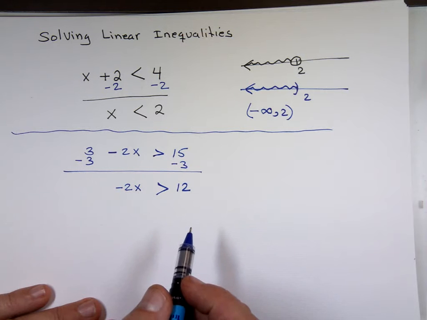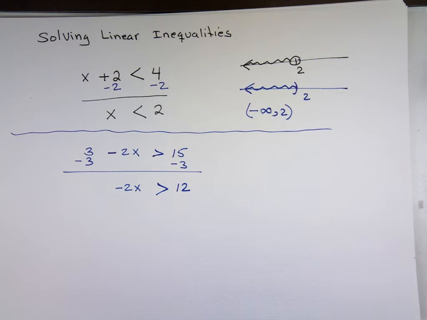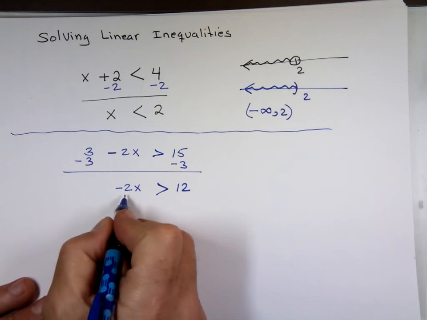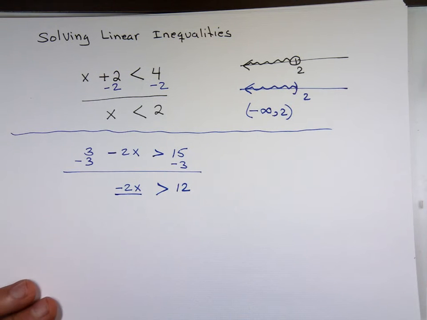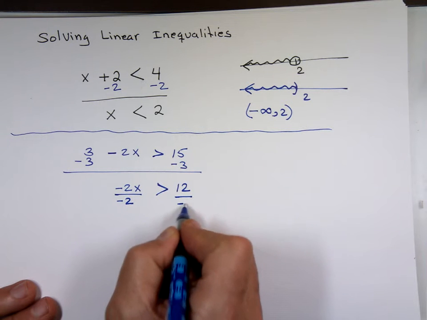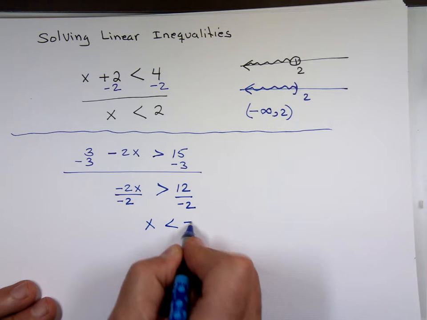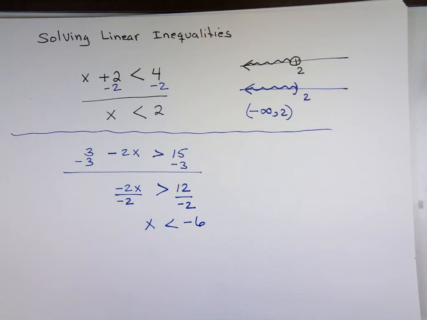So now to solve for x, I'm going to divide by what? Negative 2. And you divide this side by negative 2, right? So x is negative 6. Am I right? Wait a minute. Are you sure? Well, look at the sign.